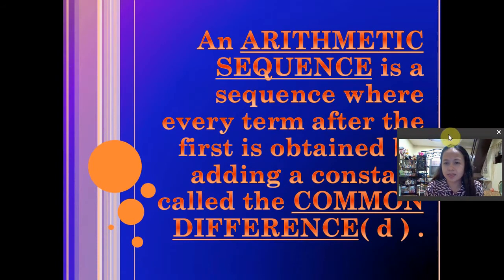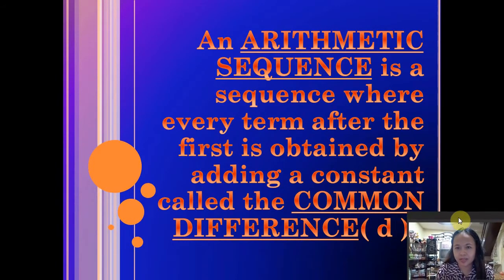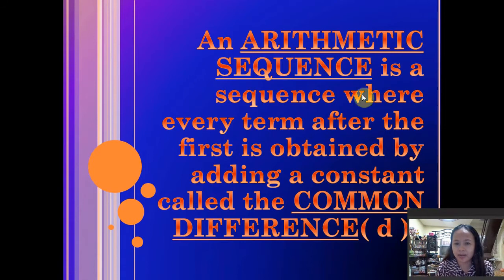An arithmetic sequence, therefore, is a sequence where every term after the first is obtained by adding a constant called the common difference, d. So to get the next term of a particular arithmetic sequence, we simply add the common difference to that term to get the next term. That is how to get the next term of an arithmetic sequence.